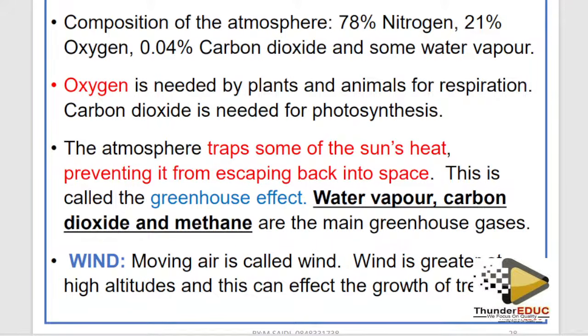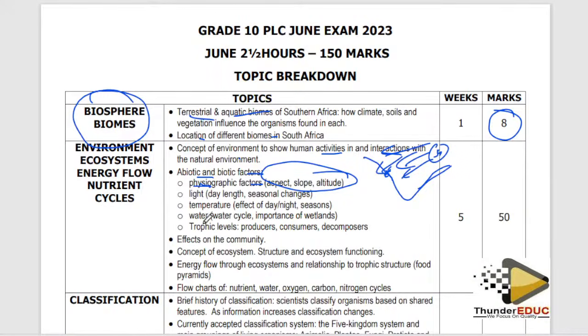When we go to the next aspect, they're saying water, light, which we have talked about. This one is trophic levels: producers, consumers, and decomposers. I know that you know this. This is very easy to answer. But what tricks the students is this?